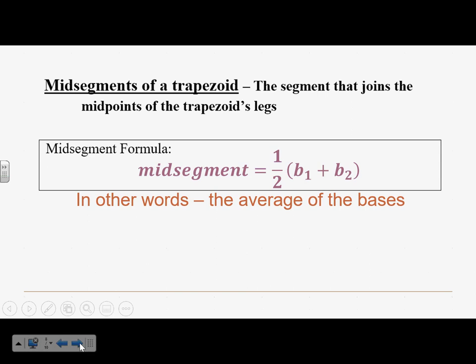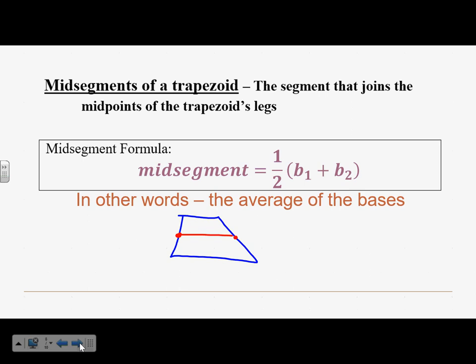So the next thing we're going to talk about is called the midsegment of a trapezoid. The midsegment is the segment that joins the midpoints of the trapezoid's legs. So if we have a trapezoid here, if you find the midpoint of this leg and the midpoint of this leg and you connect them, that's the midsegment.